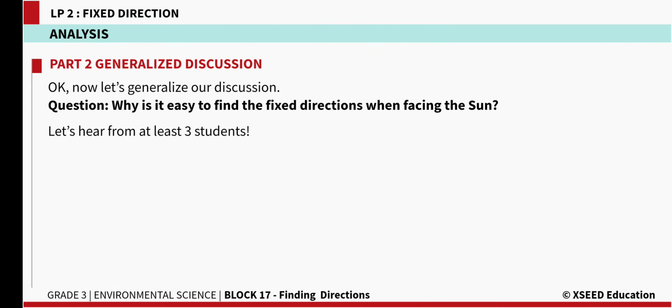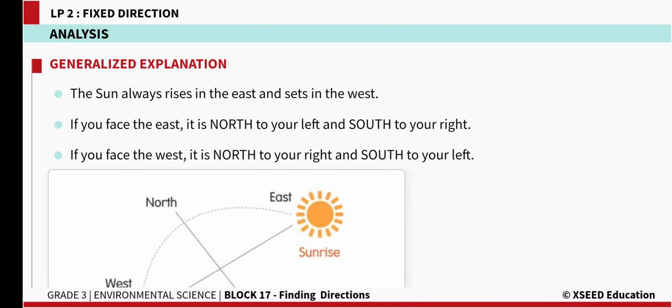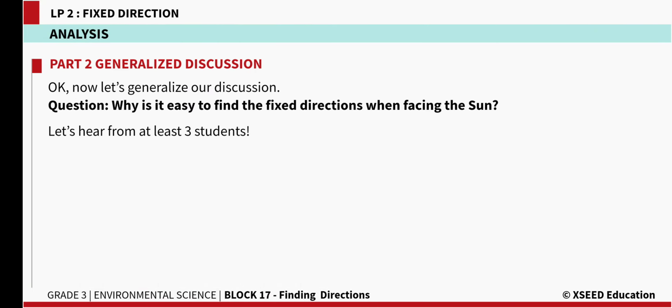Now the next question is, why is it easy to find the fixed directions when facing the sun? It is easy to find the fixed direction when we are facing the sun, and to find them in a correct manner. If the direction of the sun is changing, we will not be able to find the direction. So why is it easy to find the fixed direction when facing the sun? Because it gives the fixed directions at that time.